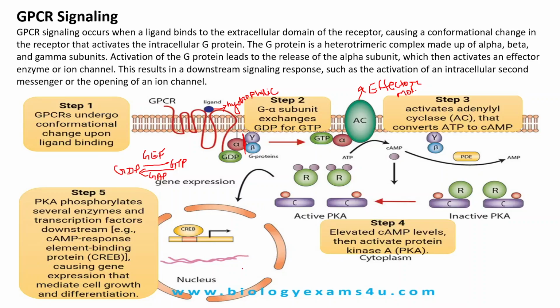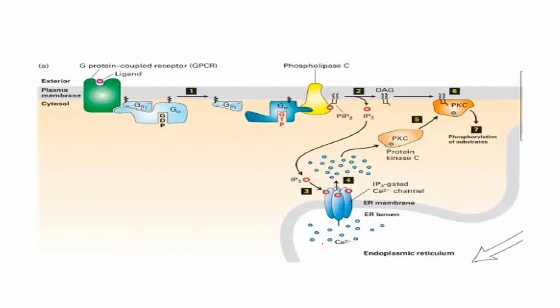bind to several response element binding proteins, causing gene expression and cell-mediated differentiation. Okay, so this is the GPCR signaling, and this GPCR signaling can lead to other kinds of secondary messenger activation.